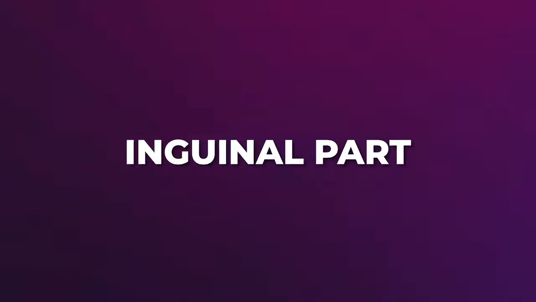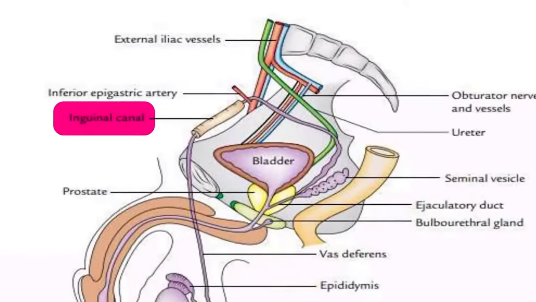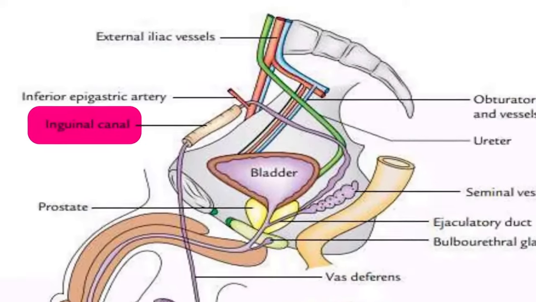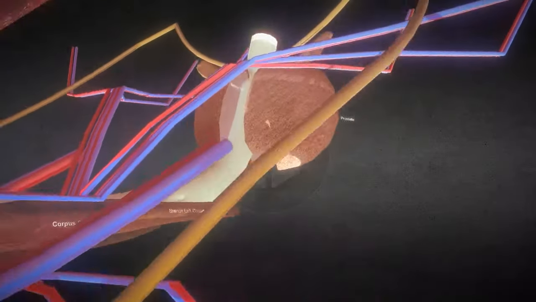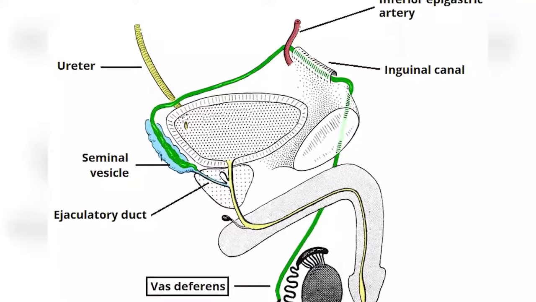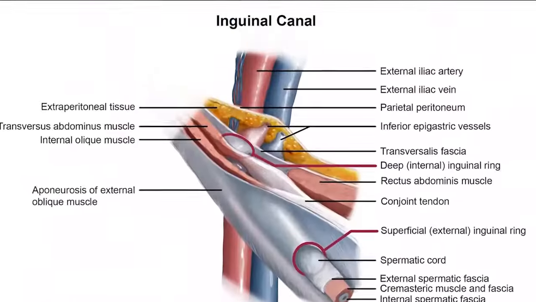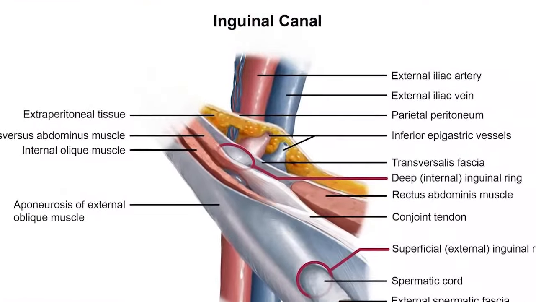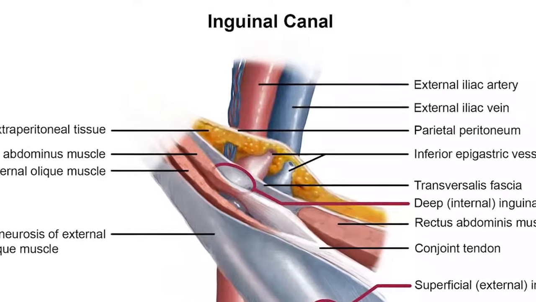Inguinal part. The inguinal part of the ductus deferens passes through the inguinal canal, a passage in the lower abdominal wall. This is a crucial segment because it allows the ductus deferens to enter the abdominal cavity from the scrotum. The inguinal part is located between the superficial and deep inguinal rings, and its position within the inguinal canal makes it vulnerable to hernias, which is a common medical issue related to this area.